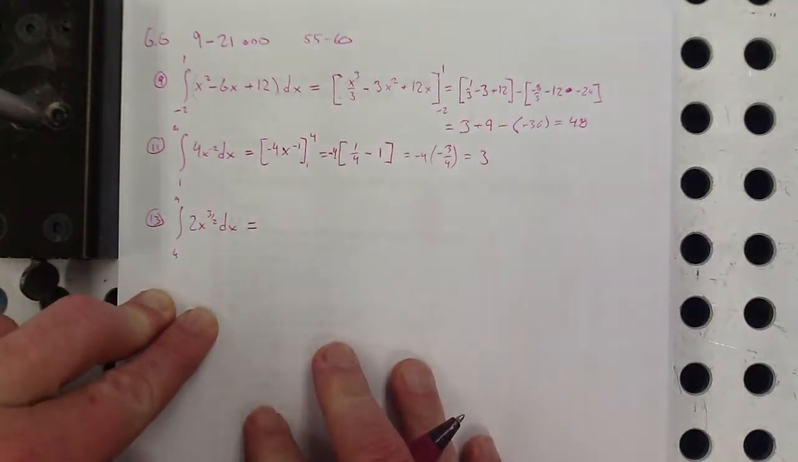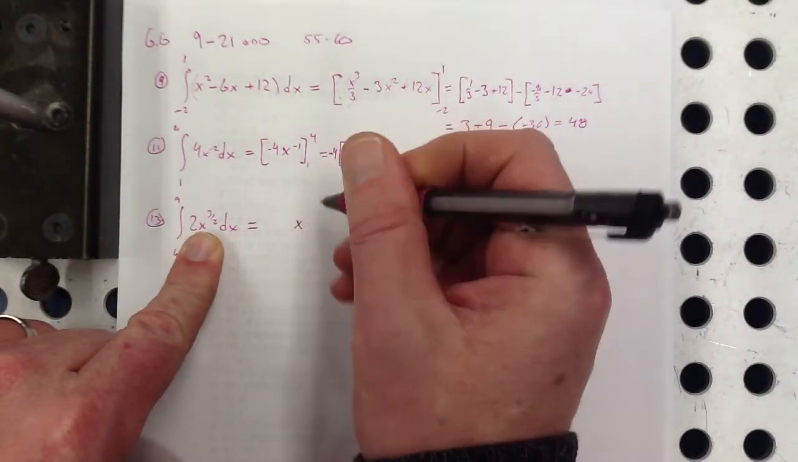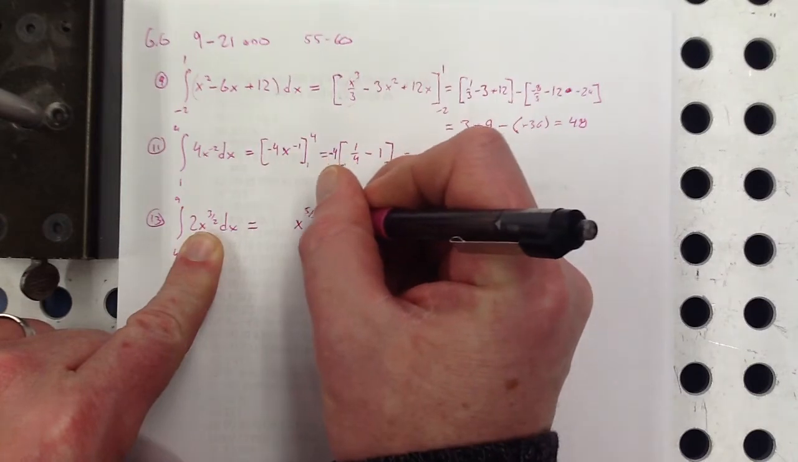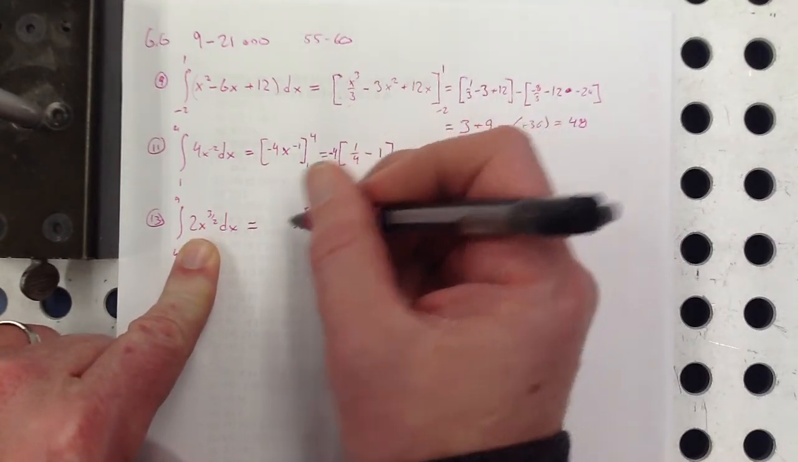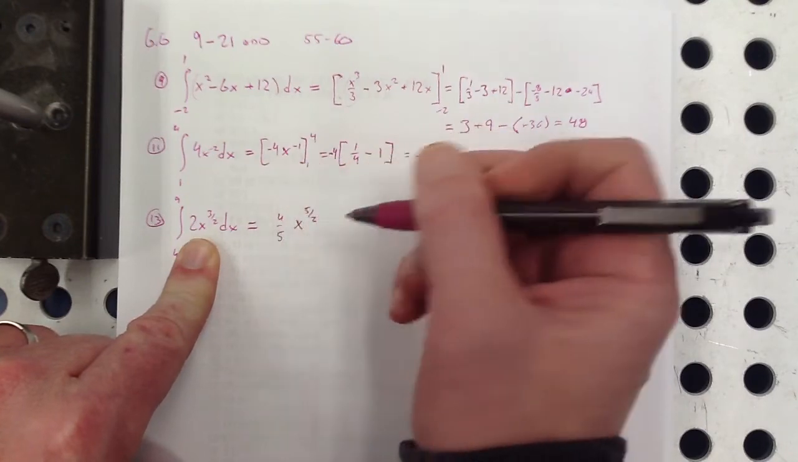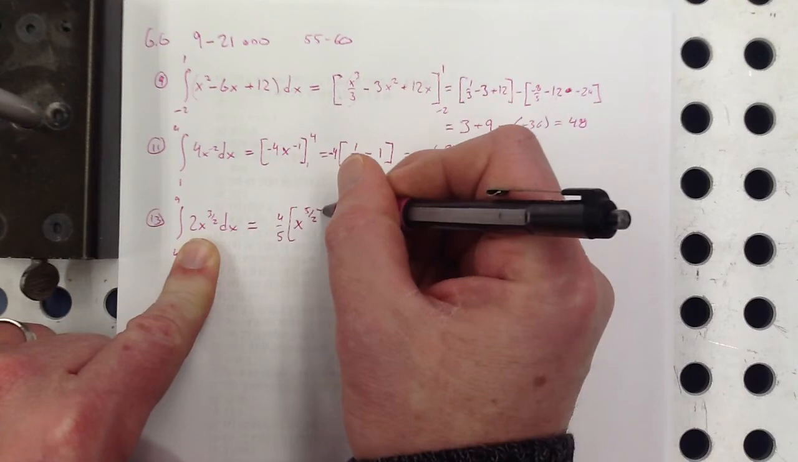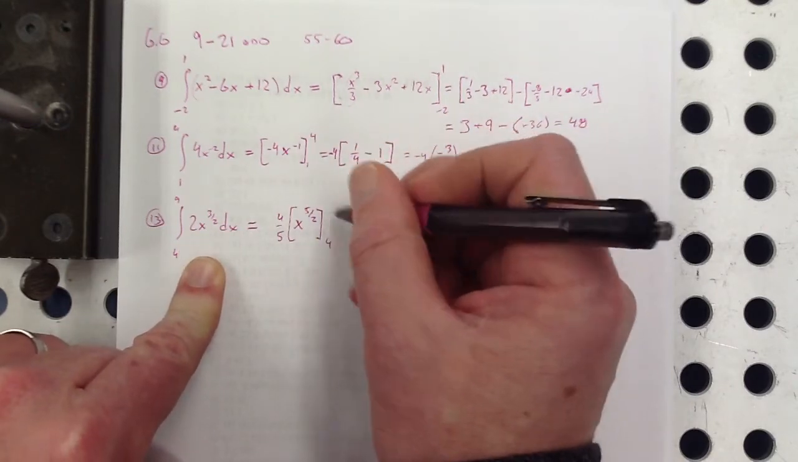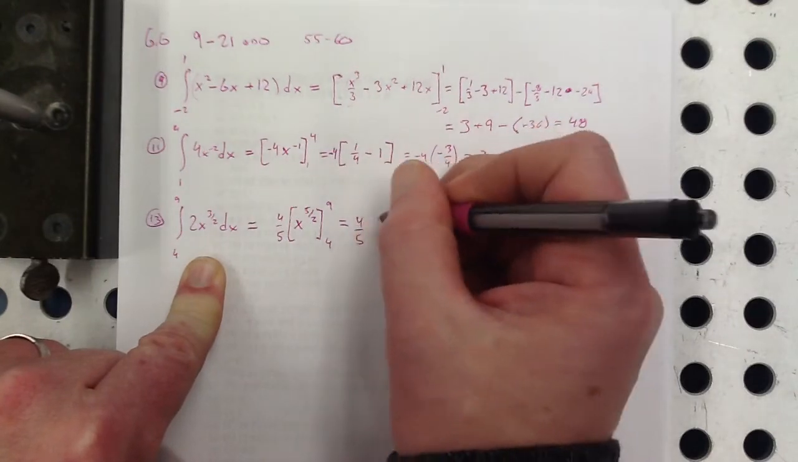So add 1 to the exponent, and then divide by the new exponent. Dividing by a fraction is the same as multiplying by its reciprocal. So I hope you're okay with that. Now that's a constant. I don't need that to be inside here because it's just a constant. So I'm going to do that. And then I'm going to have my 4/5 here.